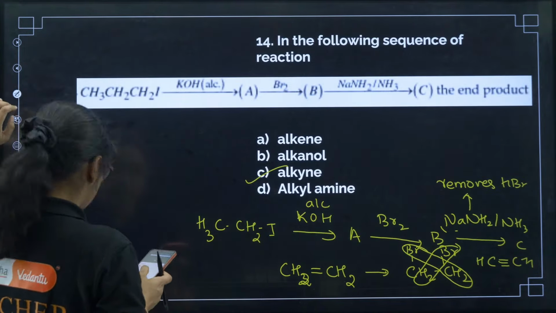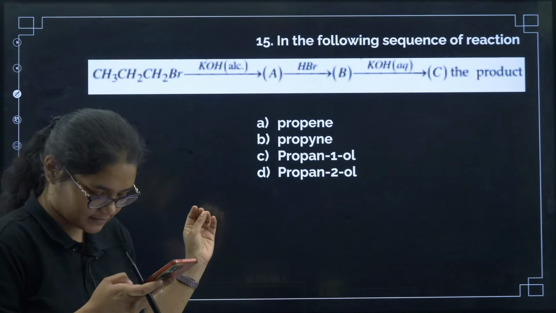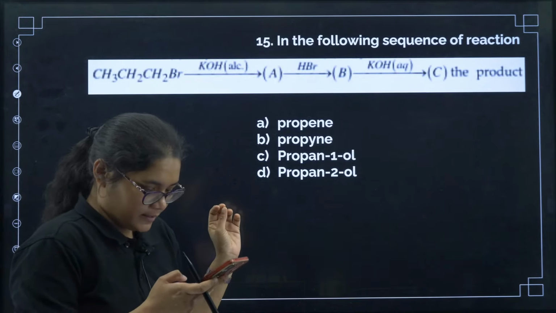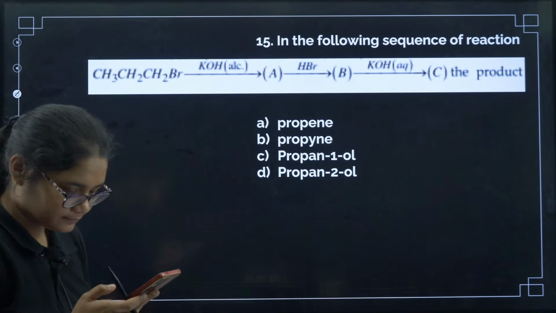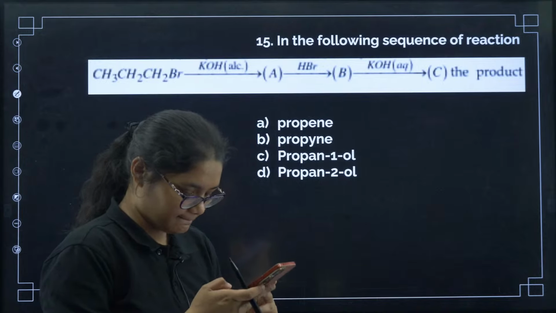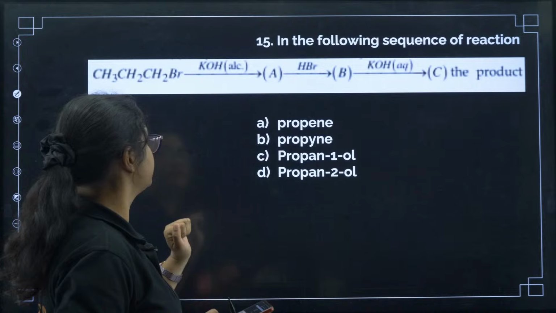Anirudh, okay, I have taken your name. Next question is also similar. Can you answer this one? Yes, for the 14th, all of you have done correct. 15th question. Yes, students, 15th question, quickly answer, very similar to this.